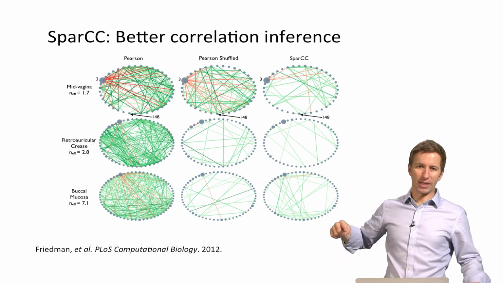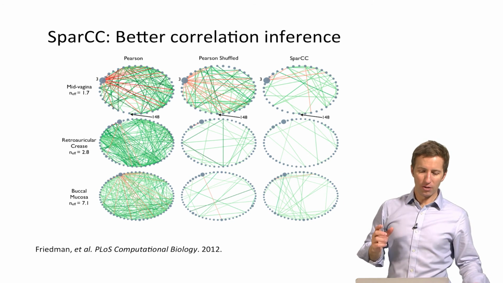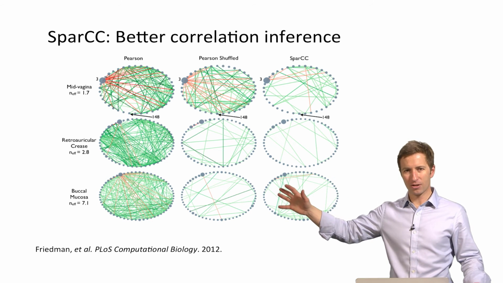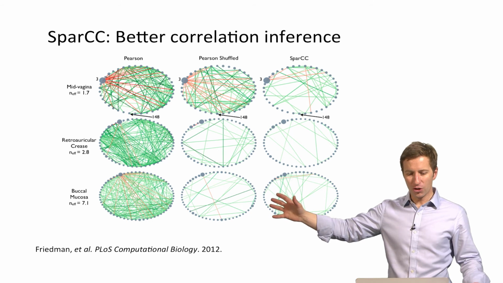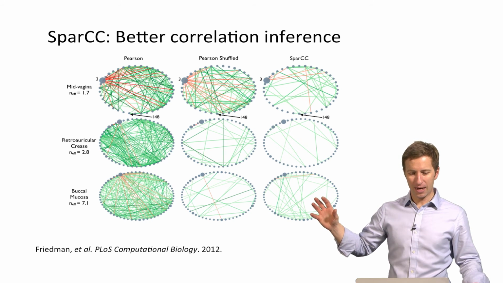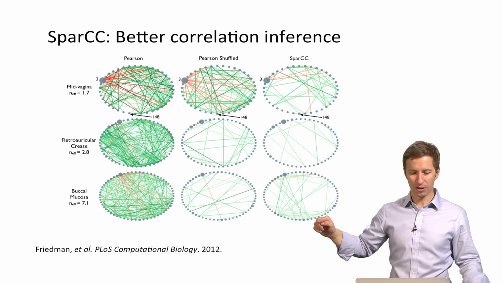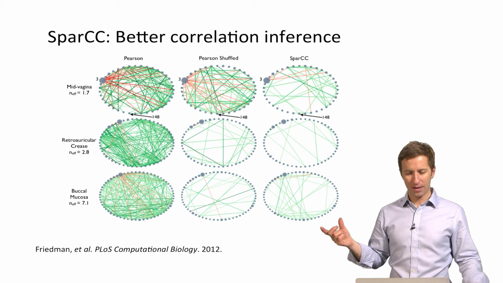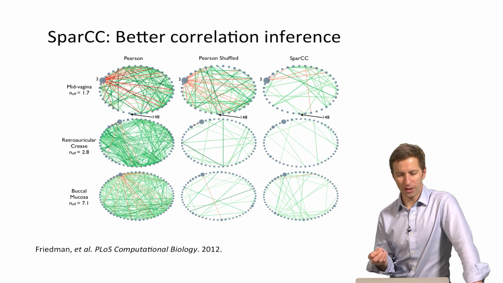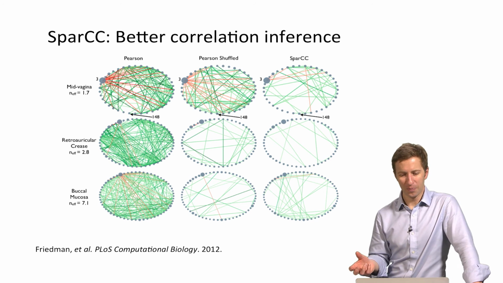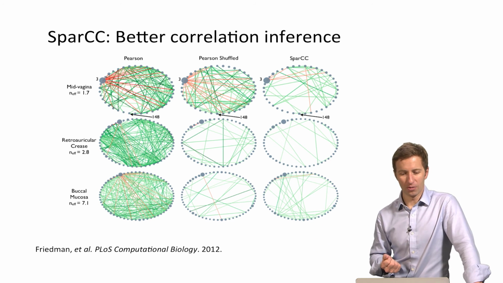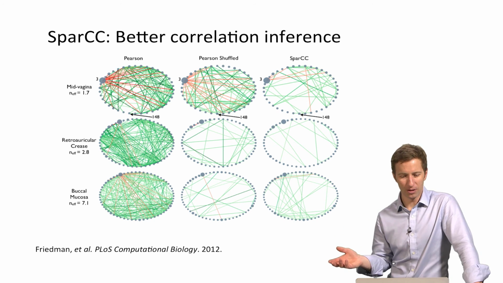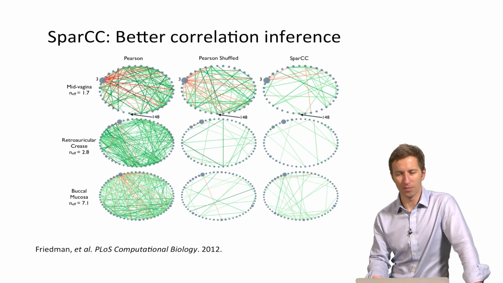Between all of the OTUs on the outside of these circles, when using just raw Pearson correlation to test, you see a very dense correlation network here. If you shuffle the data and redo Pearson correlation, most of those associations go away. And then when you run SPARCC, which cleverly is trying to minimize the number of correlations that explain the data, you get even fewer actual correlations. So it dramatically reduces spurious correlations that are found when just looking directly at the relative abundance data.